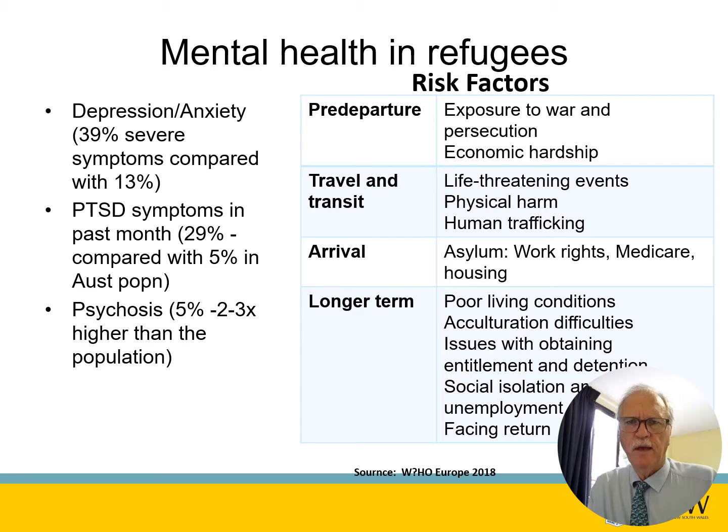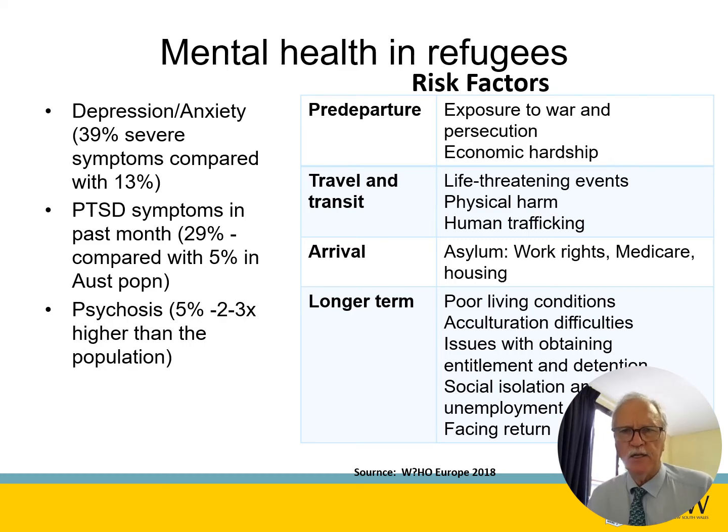Mental health problems are particularly common amongst refugees and asylum seekers. Depression and anxiety is quite common, affecting about 4 in 10 people who are refugees. Amongst these, they may have a post-traumatic stress disorder, a range of symptoms associated with that, which is much higher than in the Australian population. And they may also have severe mental illness. And these are associated with a number of factors.